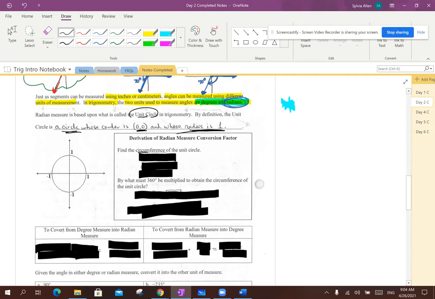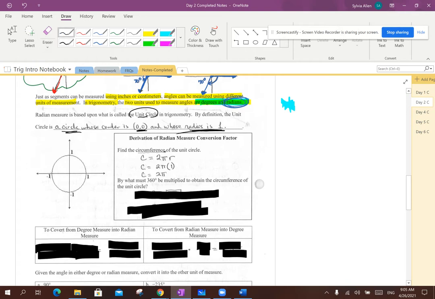So find the circumference of the unit circle. Well, we should know that the circumference, which is the perimeter, the outside part of a circle, is 2 pi times the radius. But if your radius is 1, then that means the unit circle has a circumference of 2 pi. Okay, so the distance all the way around is 2 pi.